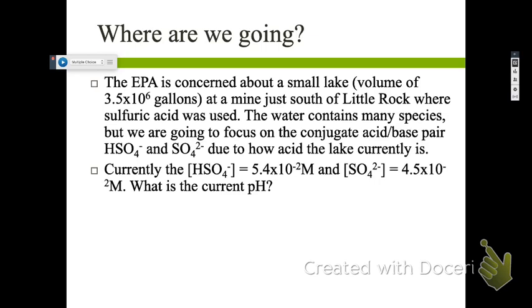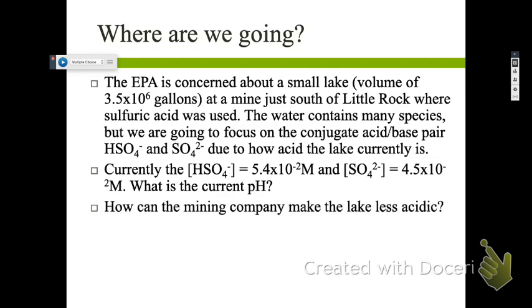If the current concentrations that we can measure in the water of those two components, that conjugate acid-base pair, are known, could you figure out what the pH of that solution is? So that's one question. For a lot of you, the answer might be no, because we haven't necessarily gone into that in this class yet, but you might have experience otherwise that would let you calculate that. And then the next part is, how do we make it less acidic?